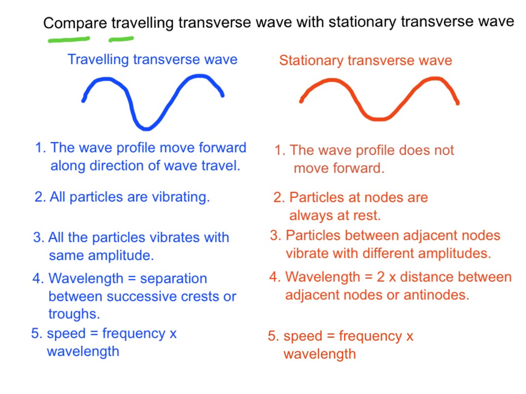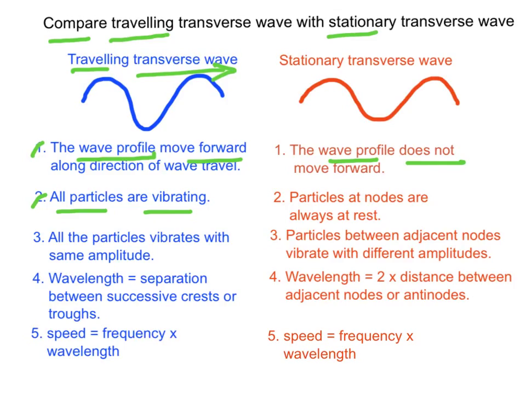Let's compare a traveling transverse wave with a stationary transverse wave. First, for a traveling transverse wave, the wave profile moves forward along the direction of wave travel. However, for a stationary transverse wave, the wave profile does not move forward. Second, for a traveling transverse wave, all the particles are vibrating. But for a stationary transverse wave, the particles at nodes are always at rest. Next, all the particles in a traveling transverse wave vibrate with the same amplitude. However, the particles between adjacent nodes in a stationary transverse wave vibrate with different amplitude.